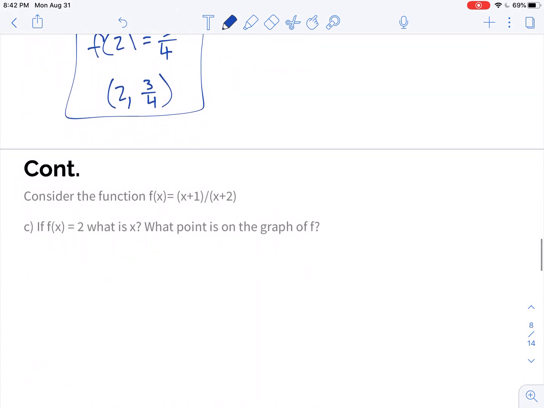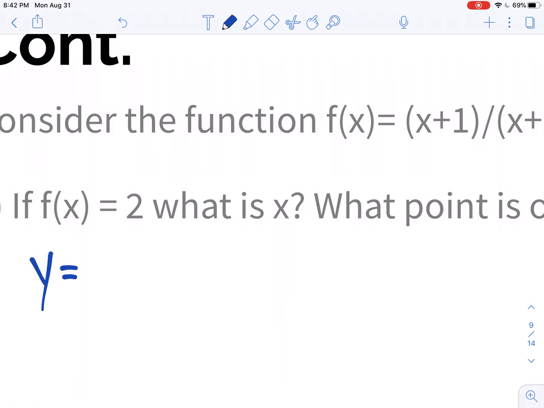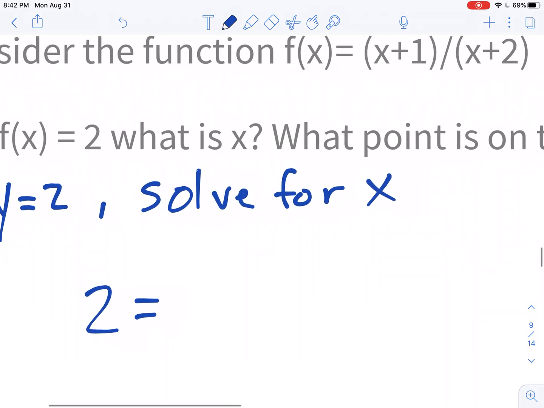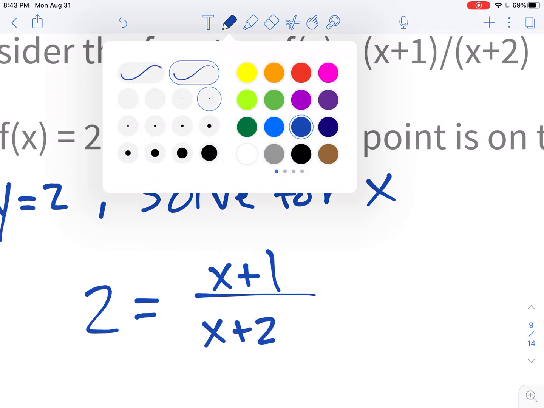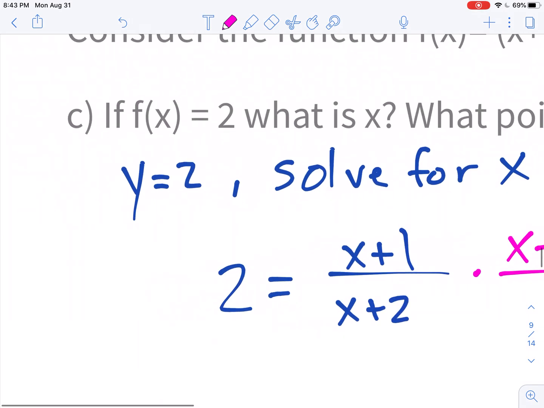All right, if f of x is equal to 2, what is x? So this one's a little bit different. This is saying your y value is equal to 2, solve for x. And we gave you a little bit of a tougher equation. You've done these before in Algebra 2. However, it might have been a bit since you've done this. So I'm going to say 2 is equal to (x plus 1) over (x plus 2). I'm going to start solving. I'm going to multiply both sides by x plus 2.